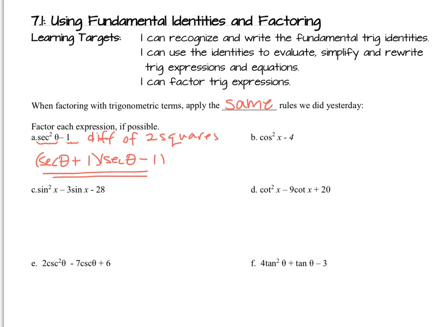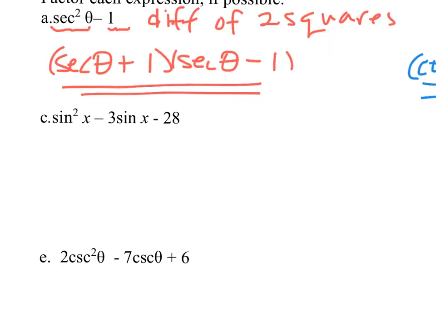Over on the right, we have cosine squared x minus 4. Again, we've got a perfect square minus another perfect square. What should that look like? We could split apart the cosine squared into cosine x and cosine x. 4 splits apart into 2 and 2. And then you guessed it, we put a plus and a minus in between. And that's factoring with those perfect squares. Sorry, I just had to zoom the screen out so it's easier for me to write.